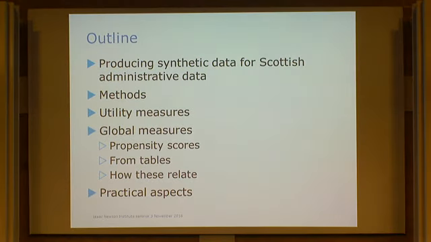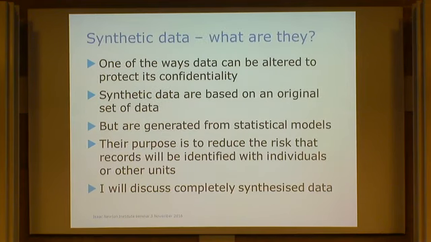An outline: what I'm going to start by talking about is a bit of background about how Beata and Joshua and I are producing synthetic data for the Scottish administrative data. I'm going to go very quickly through the methods we use and then get on to the main part of the talk, which is about utility measures. I'm going to be focusing mostly on global measures, particularly propensity score measures, but also extending that to measures taken from tables, and particularly to talk about how these relate. And I'm finally going to talk about some of the practical aspects of how they might be used by people who are creating synthetic data.